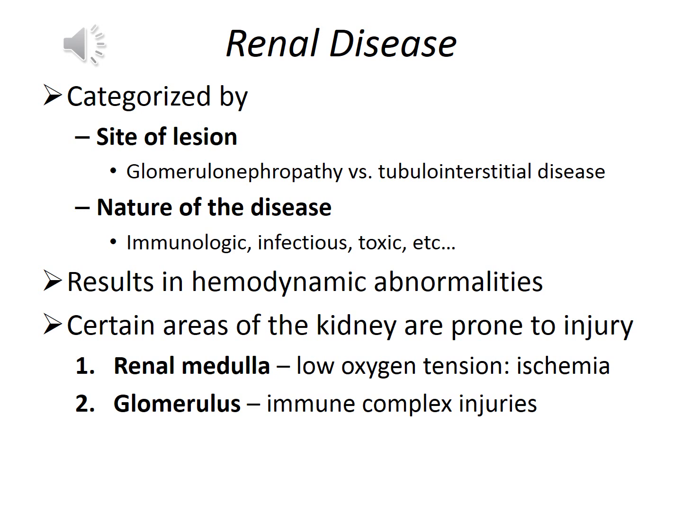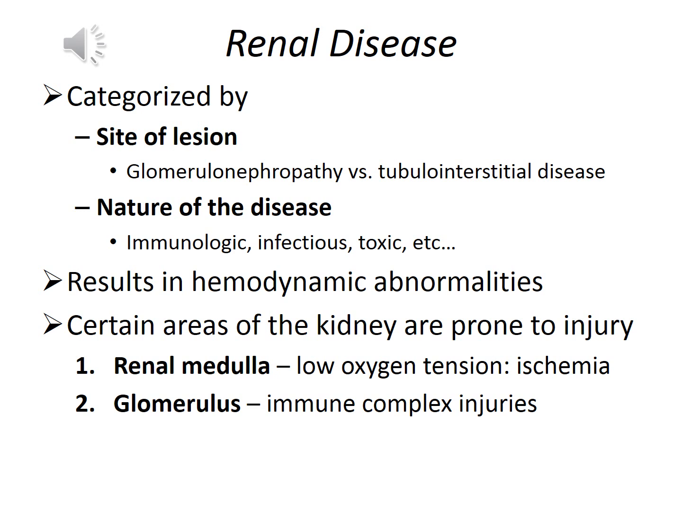But at any rate, the result of renal diseases is really going to be hemodynamic abnormalities, because if you recall, the kidney keeps our electrolytes going, it keeps our blood pH going, and it keeps our blood volume going. I shouldn't say going, but under homeostatic conditions. So there's certain areas in the kidney that are very prone to injury, and so these are by far the 2 most common sites of the lesions.